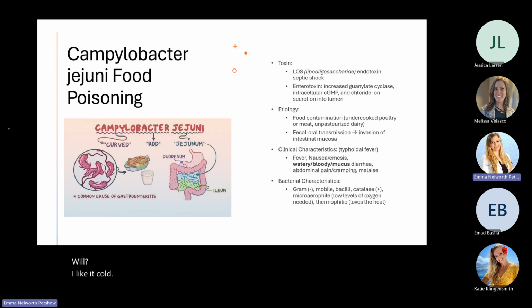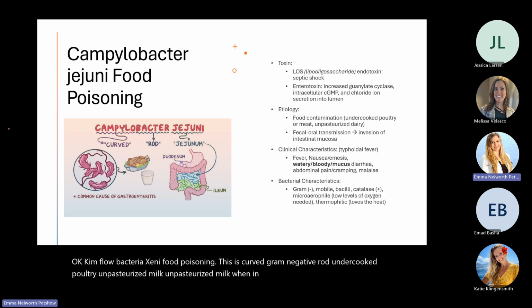Campylobacter jejuni, food poisoning. This is a curved gram-negative rod, undercooked poultry, unpasteurized milk. And unpasteurized milk, when in doubt, is like all of these. But undercooked poultry and unpasteurized milk. This is an inflammatory, so cell-destroying, often bloody diarrhea with a fever. Campylobacter also has a key association. Campylobacter gastroenteritis is associated with post-infectious Guillain-Barré syndrome.